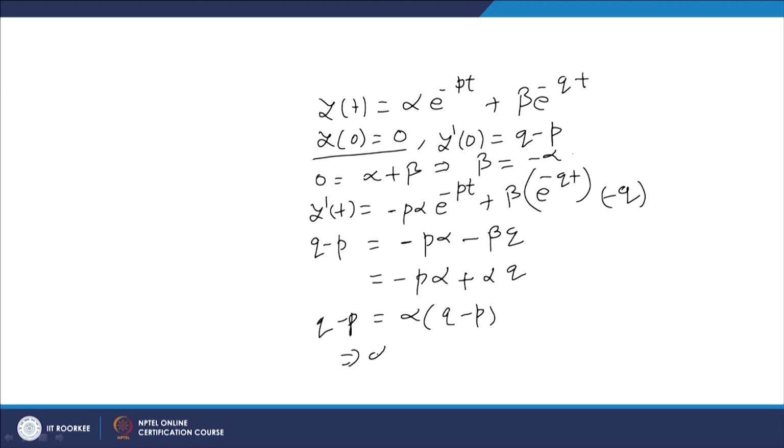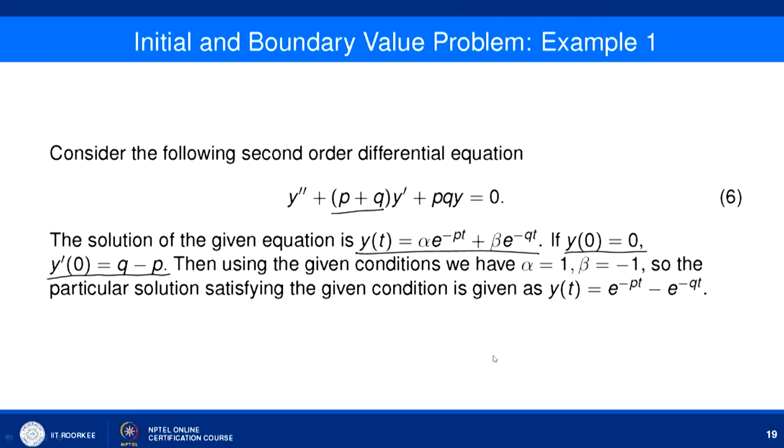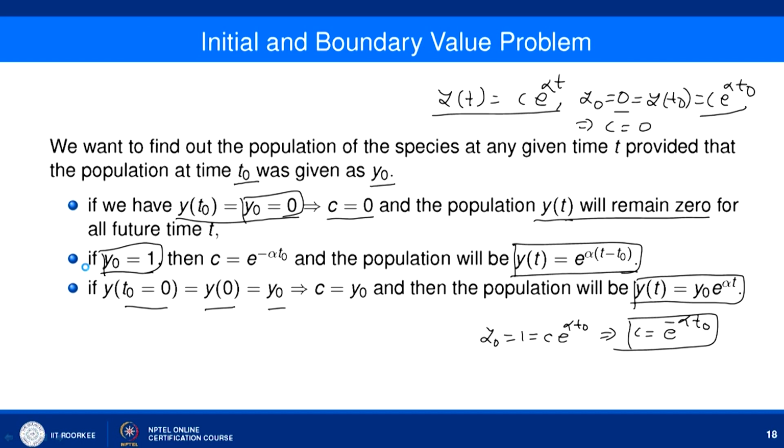So, this implies that alpha is equal to 1, and if you look at the equation beta equal to minus alpha, this implies that beta equal to minus 1, and that is what is written here: alpha is equal to 1 and beta equal to minus 1. So, the particular solution satisfying the given condition is y(t) equal to e to the power minus p t minus e to the power minus q t. Here the condition is given at only one point, that is 0, and if you look at the previous example, here also the condition is given at only one point, that is t naught.